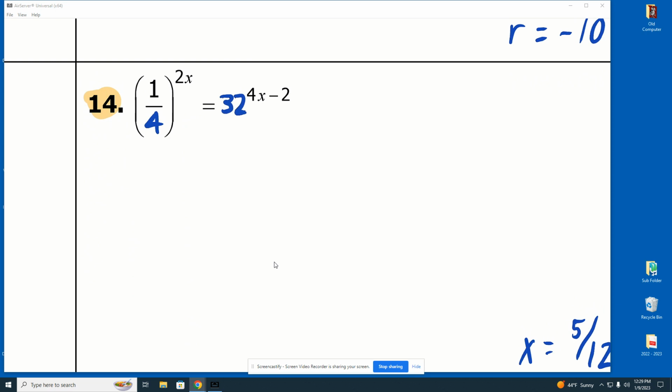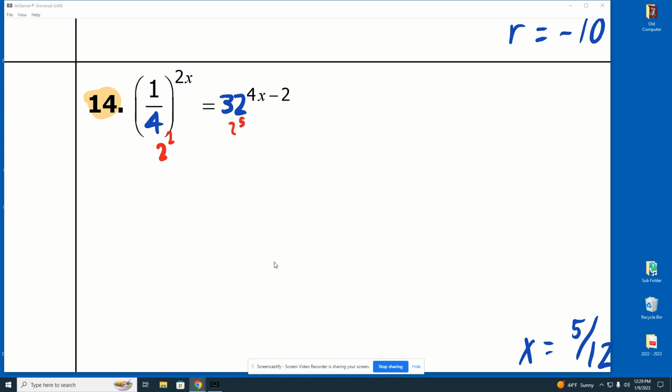What can 4 and 32 have in common? I have to get it to base 2. So I look at 4 in the bottom. How can I make that a base 2? 2 squared. Okay? And then, of course, for 32, what's 2 times 2? 4. Times 2? Times 2? Times 2? There it is. 2 to the 5th power.